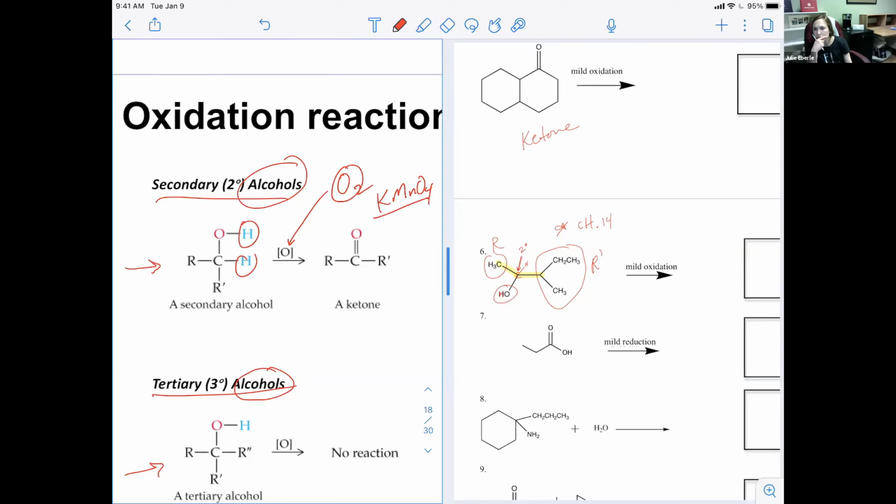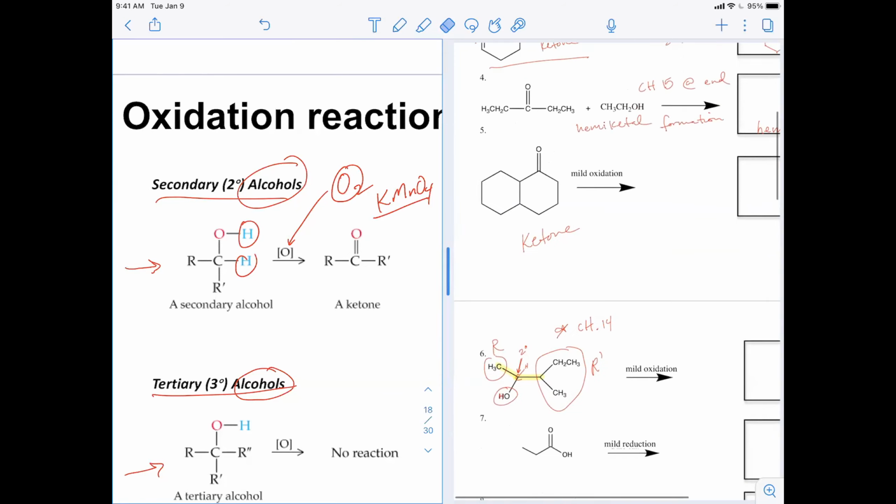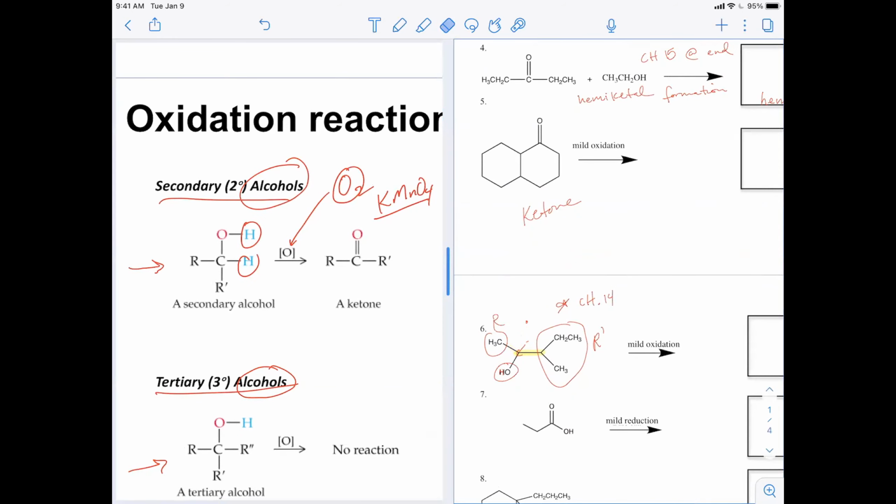Which hydrogen? Hold on, I'm looking. I have OH, but I don't have another hydrogen. I only have 3 carbons. Are you talking about number 6? Yeah, I got it now. When I looked at the sample, it had 2 H's because the secondary alcohol had 2 H's, but my alcohol doesn't have 2 H's.